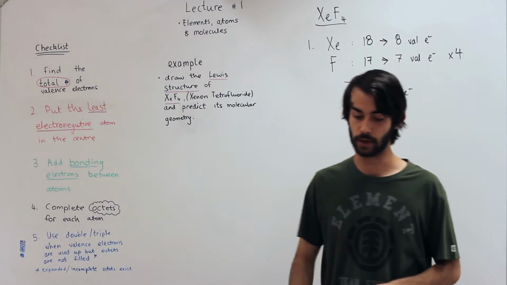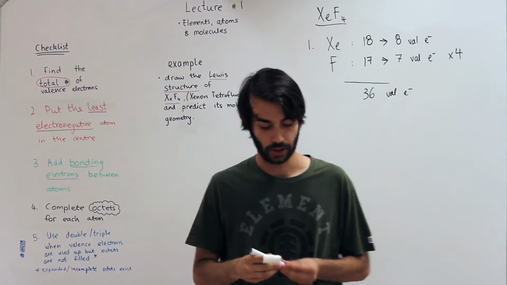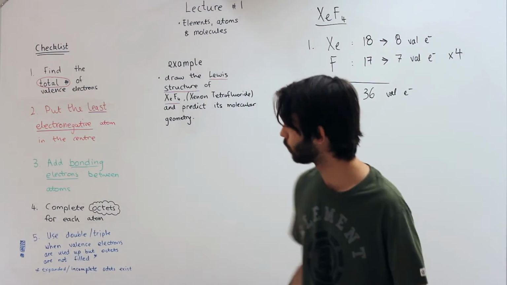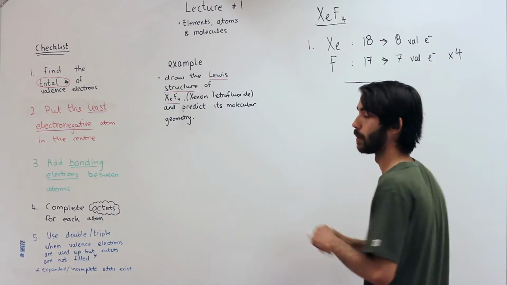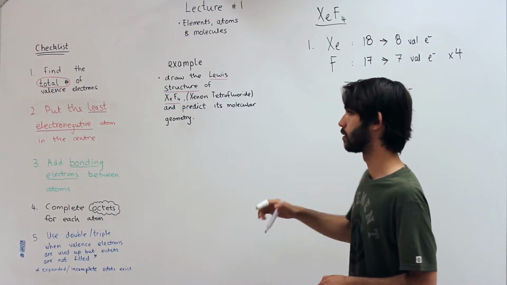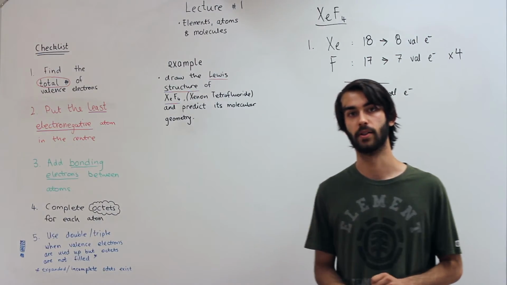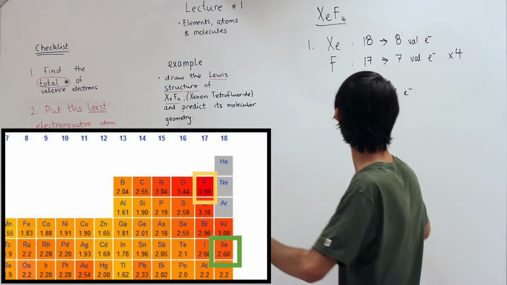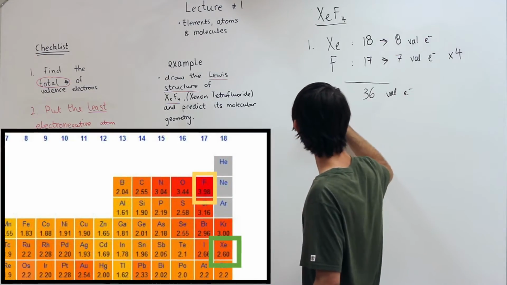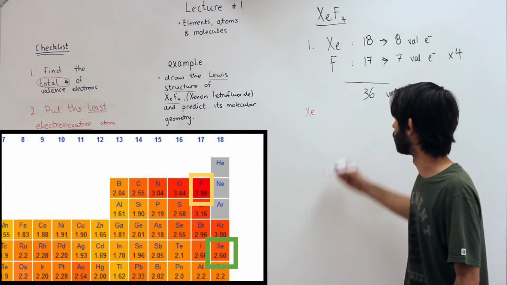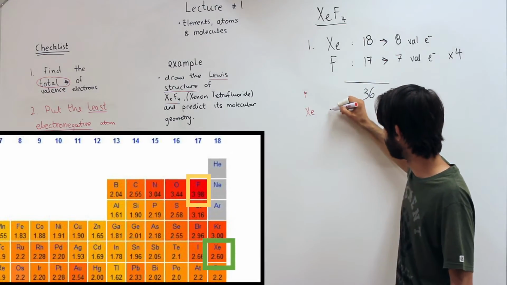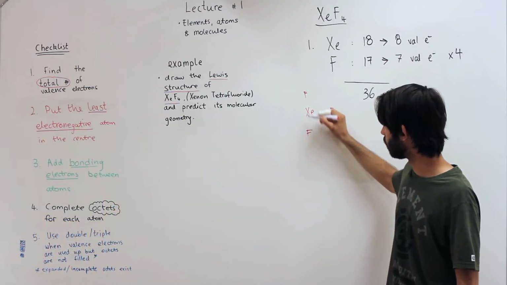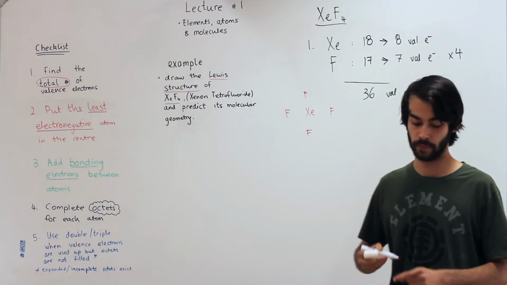in xenon tetrafluoride. Now that we've got the total number of valence electrons down, we can now go on to drawing the main skeleton. And to do this, the rule is that you put the least electronegative atom in the center. Now, again, looking at the periodic table, we know this is xenon. So we'll put xenon up here. And we can assume that the fluorines will fall around it in a nice, even distribution, like so.